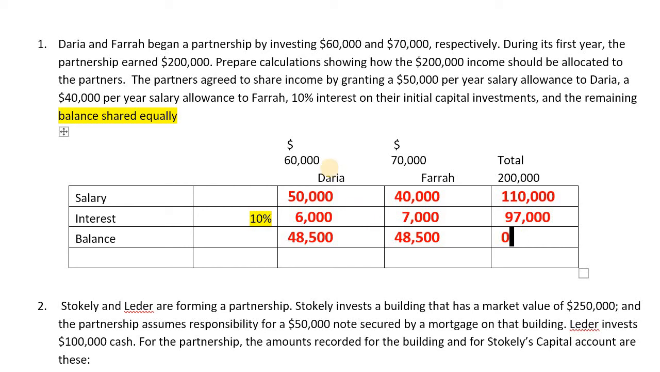So how much shall go into each of their capital accounts? 50 and 6 is 56, and 48 gives me 104,500 to Daria. 40 and 48 is 88, plus 7 is 95,500 for Farah, for a total of $200,000. Why do I add that up? Because it better add up to the $200,000 I had to divide up. So there we go.